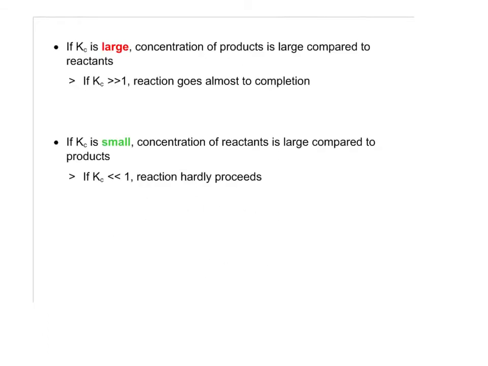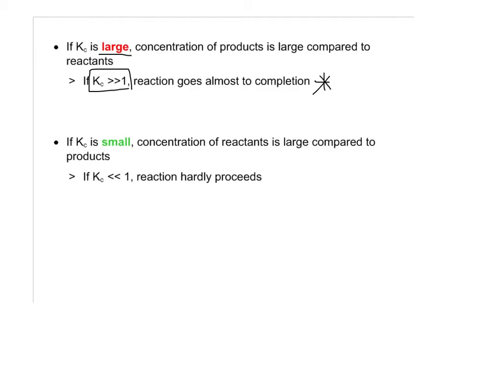So just to think about what Kc means, if it is large, the concentration of the products is large compared to the reactants because we have products divided by reactants. If Kc is really, really, really large, so much, much greater than 1, it means that we have almost all products and very little reactants. We would say that the reaction goes almost to completion.